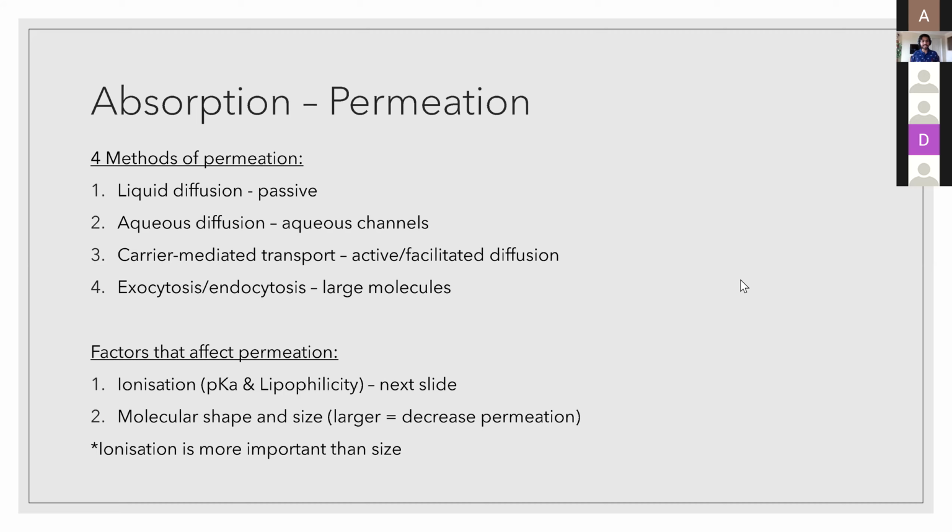Now, there are a couple of main factors that affect the movement of drugs across membranes when the drugs are being absorbed either into circulation or tissues. And the first being ionization, which I'll be going through on the next slide. And the second being its molecular shape and size. And the idea is the larger the molecule is, the more difficult it is for it to move across the membrane. So the larger it is, we have a lower permeation. And just a note, ionization affects permeation more than size. So let's have a look at ionization.